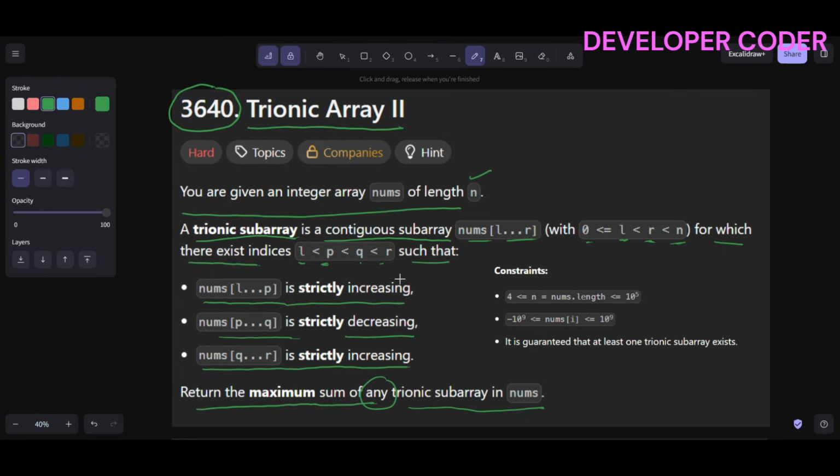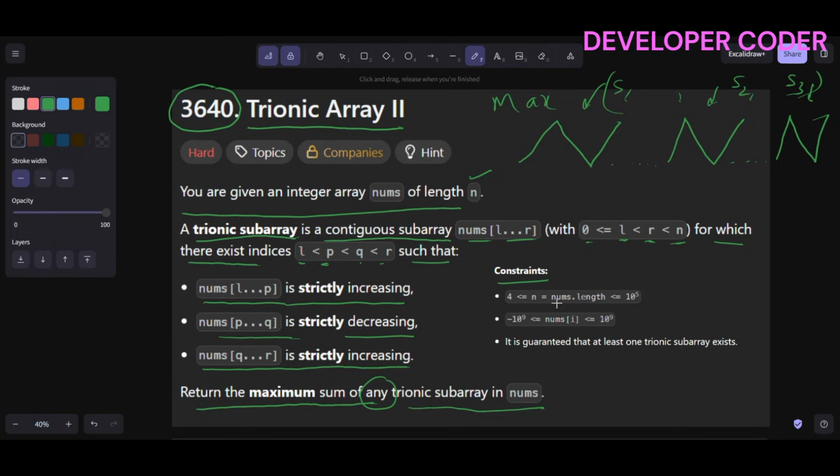So the sequence is like this: strictly increasing, strictly decreasing, then strictly increasing. But in a given array, we may have many sequences like this. Among them, we have to find the maximum. So maybe here I'm getting S1, here maybe S2, here S3. Wherever, I have to just return the max of all of these. So this is what I need to do here.